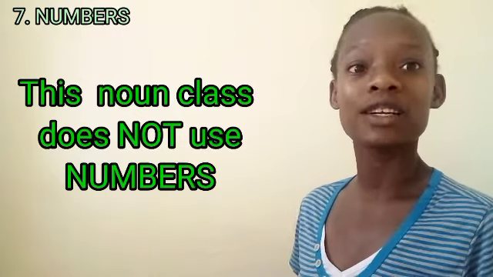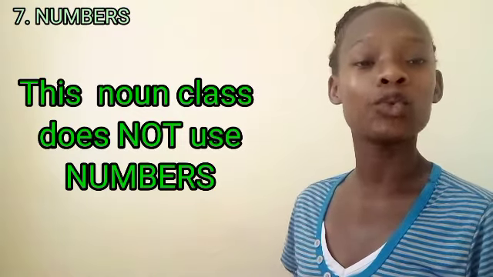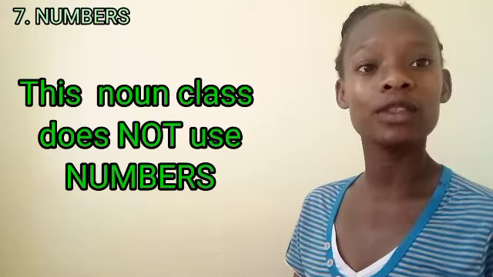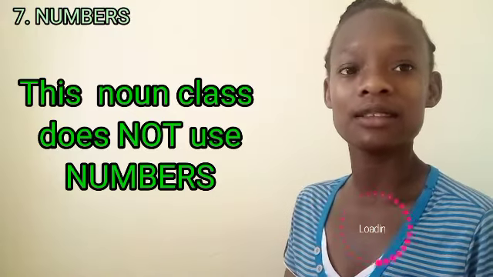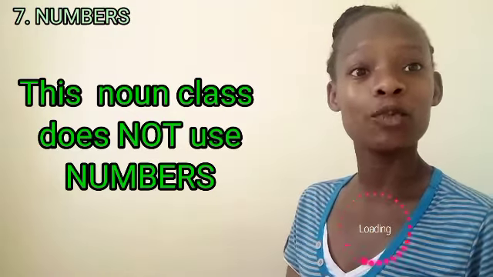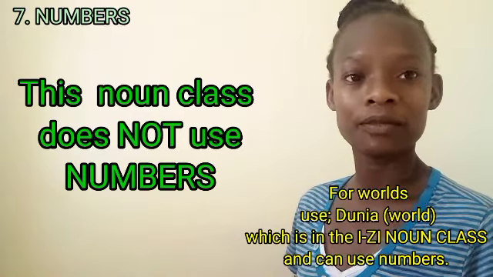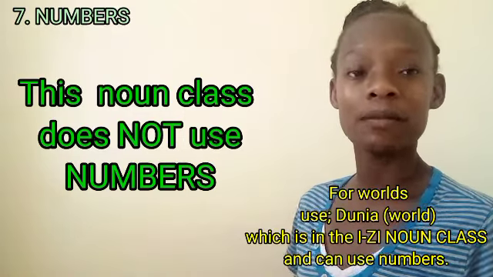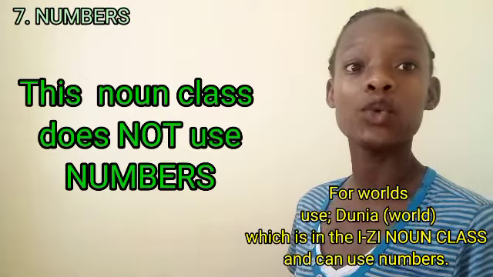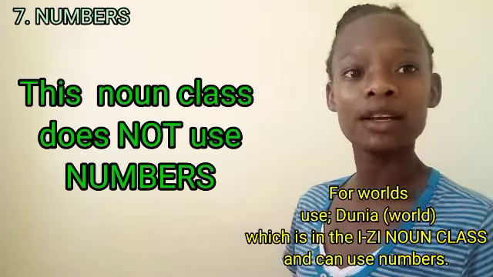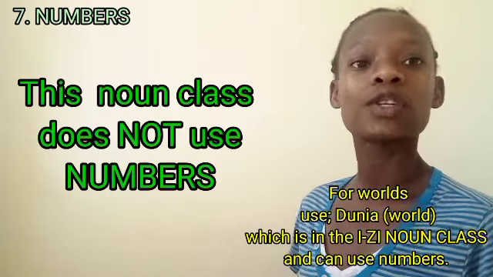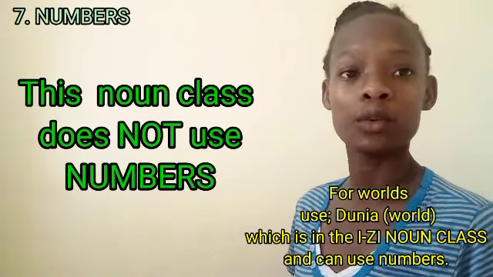You cannot count cleanliness. But when it comes to a world, you cannot count the world when you use ulimwengu in this class. But worlds can be counted. So instead of using ulimwengu, you can use dunia, which is in the easy noun class. Nouns in the easy noun class can be counted. So you will say dunia moja, dunia mbili, dunia tatu, but you cannot count when you use ulimwengu.